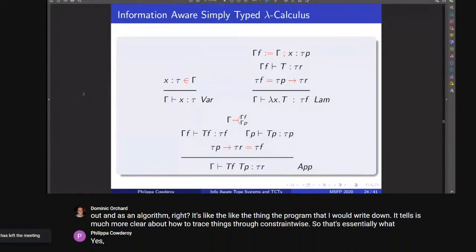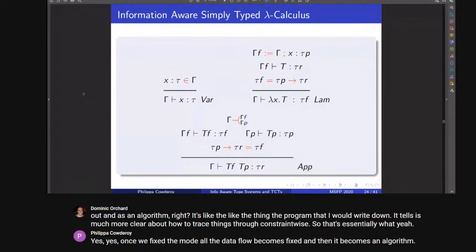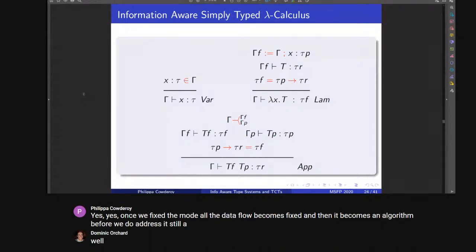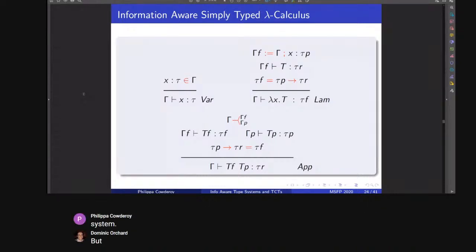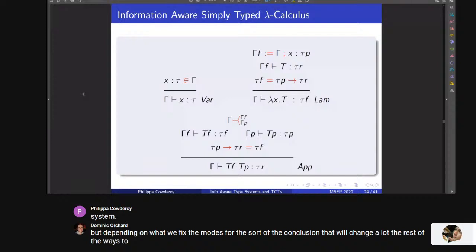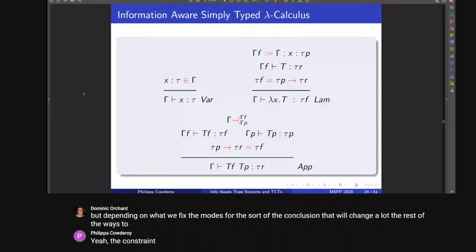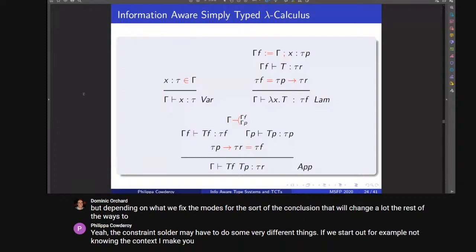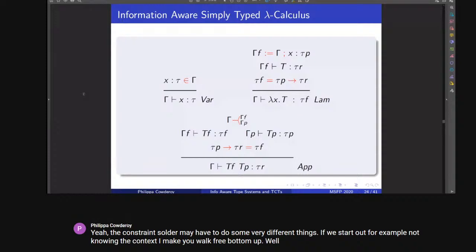Yes, once we fix the mode, all the data flow becomes fixed, and then it becomes an algorithm. Before we did that, it's still a general type system. But depending on what we fix the modes for the conclusion, that will change a lot the rest of the modes. Yeah, the constraint solver may have to do some very different things. If we start out, for example, not knowing the context, and I make you walk the tree bottom up, well, I got thanks from Conor McBride a couple of years back for that one.